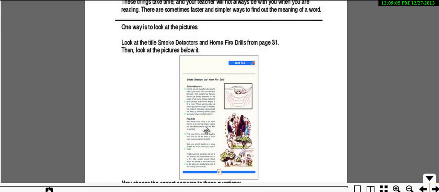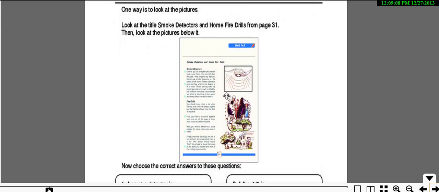And then look at the pictures below. Well, that's the page, as you can see, 31. Look at the pictures. We've got picture 1, which is about smoke detector, and in the other one there is a family discussing or talking, and then there is an image here relevant to the second one about a house that's clean and good. So it's very clear that the word smoke detectors indicates the first picture, and the second one is a home fire drill, is what the family here is talking about.